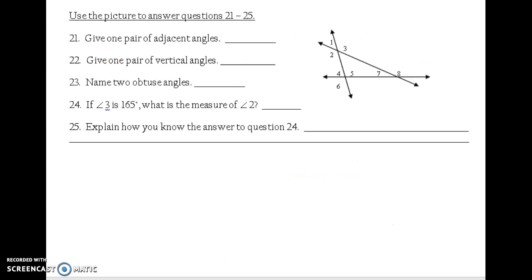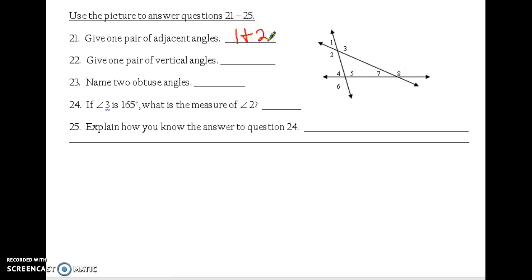Use the picture to answer questions 21 through 25. Give one pair of adjacent angles. Adjacent angles are side by side. So there's several different options. You can pick 1 and 2, 2 and 3, 1 and 3, 4 and 6, 4 and 5, 5 and 6, or 7 and 8. Those are different options that you can pick.